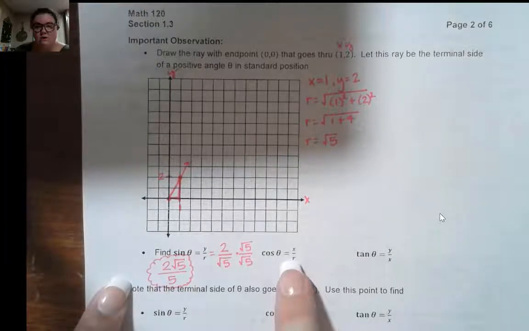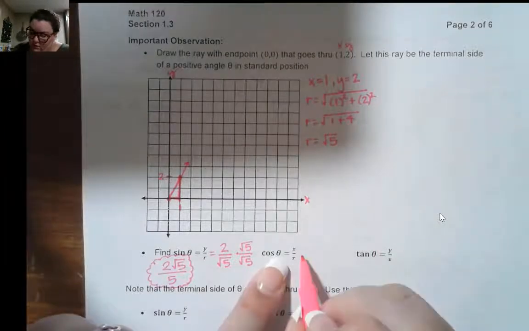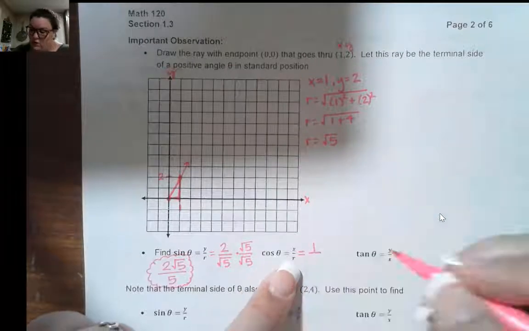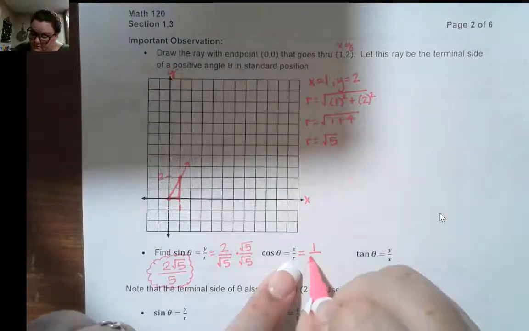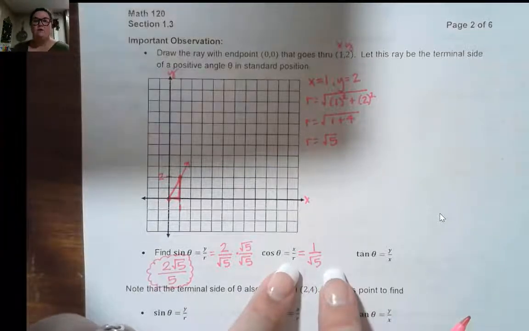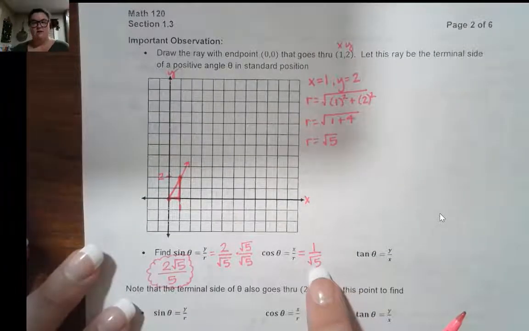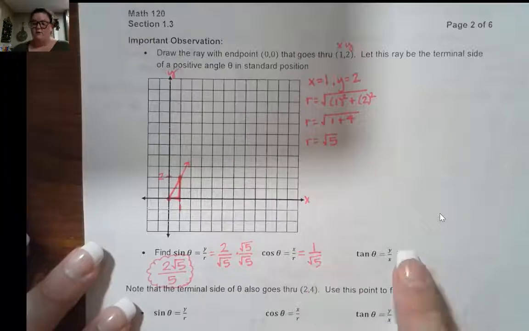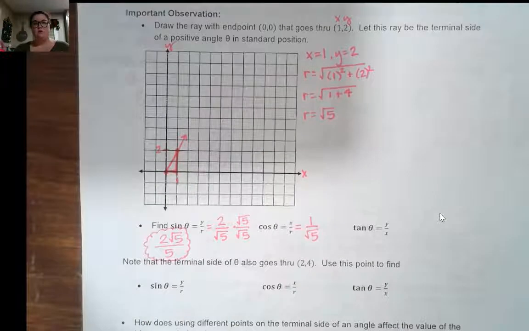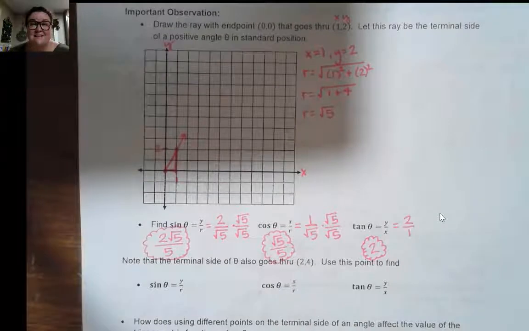And I want to do the same thing for cosine. Okay. So for cosine theta, we're looking for x over r. Our x value is 1. Our r value is square root of 5. And again, we need to rationalize the denominator, right? So I'm going to go ahead and pause just for a second so that y'all can work on these. I want you to rationalize the denominator for the cosine, and then I want you to figure out what the tangent function value is. Okay, so go ahead and pause the video while you do that, and then when you're ready, unpause it and we'll go over it. All right, so let's see how you did.